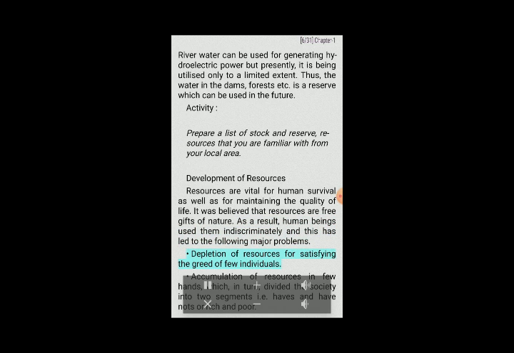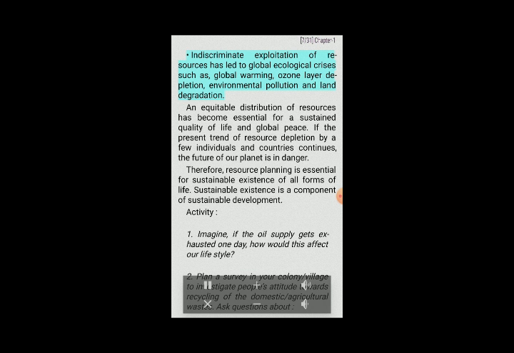Depletion of resources for satisfying the greed of few individuals. Accumulation of resources in few hands, which, in turn, divided the society into two segments, i.e., haves and have-nots, or rich and poor. Indiscriminate exploitation of resources has led to global ecological crises such as global warming, ozone layer depletion, environmental pollution, and land degradation. An equitable distribution of resources has become essential for a sustained quality of life and global peace.